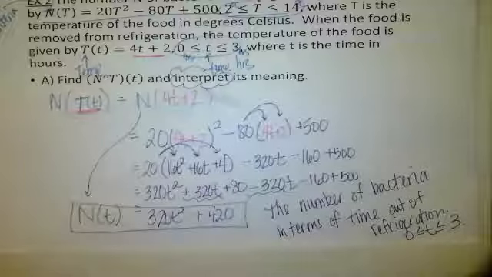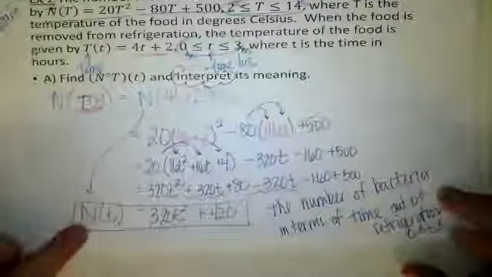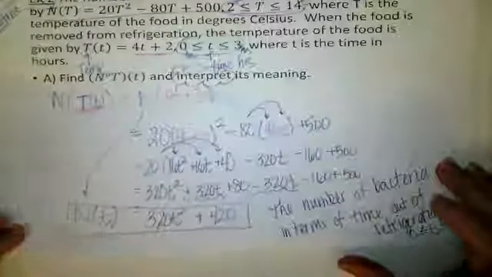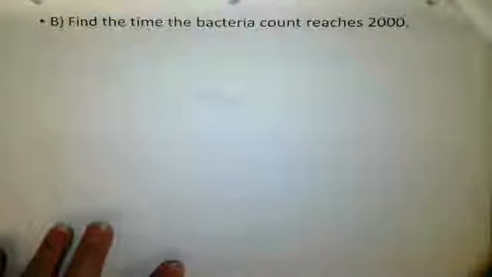Okay, so that notation is actually really useful, and if you follow along, then it's really easy to interpret the meaning if you have the proper notation. Now, let's see what the next part is. Part B. Find the time the bacteria count reaches 2,000.